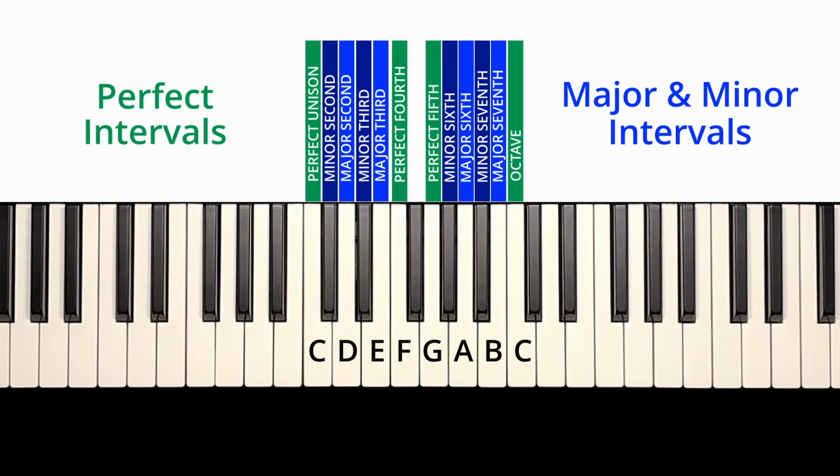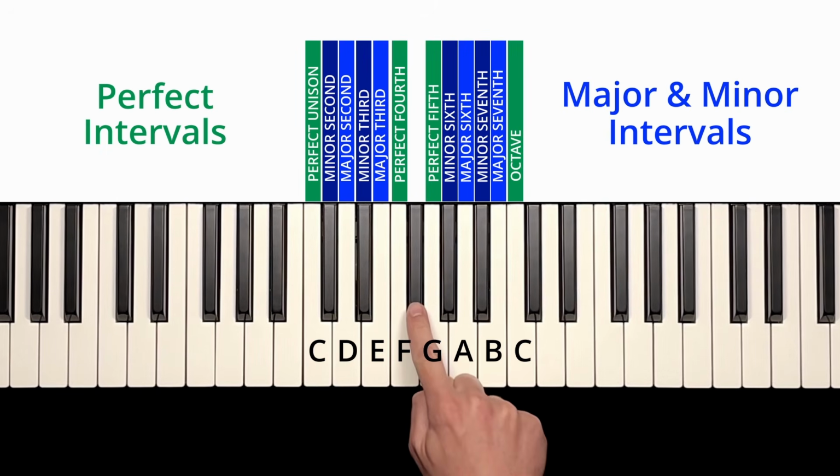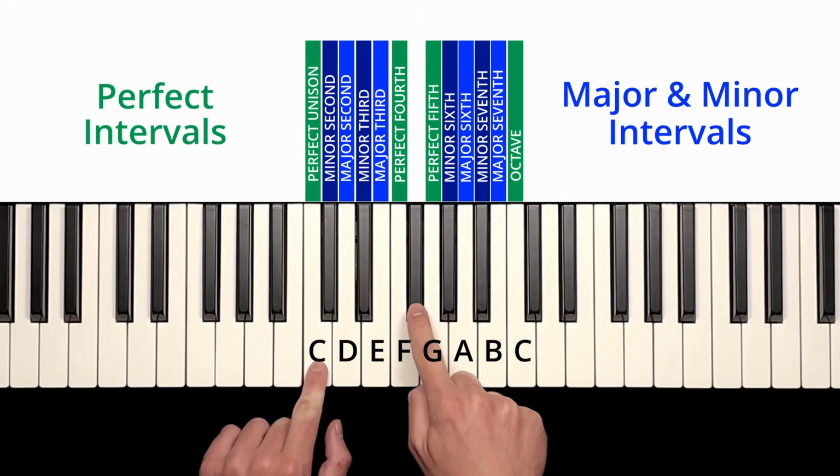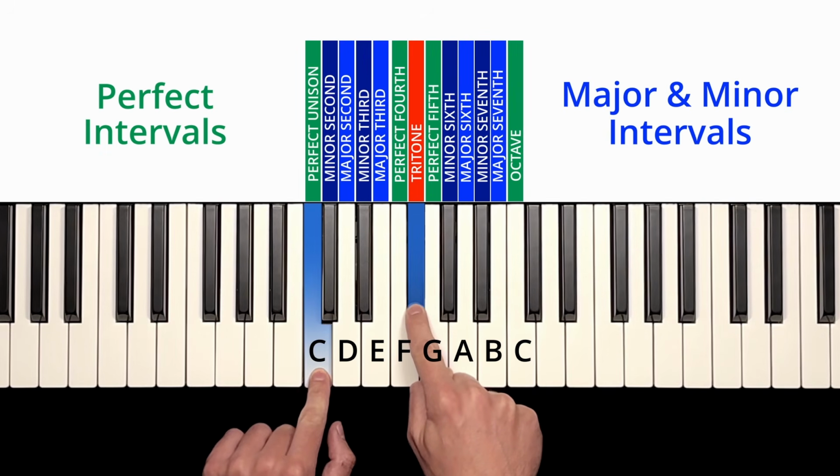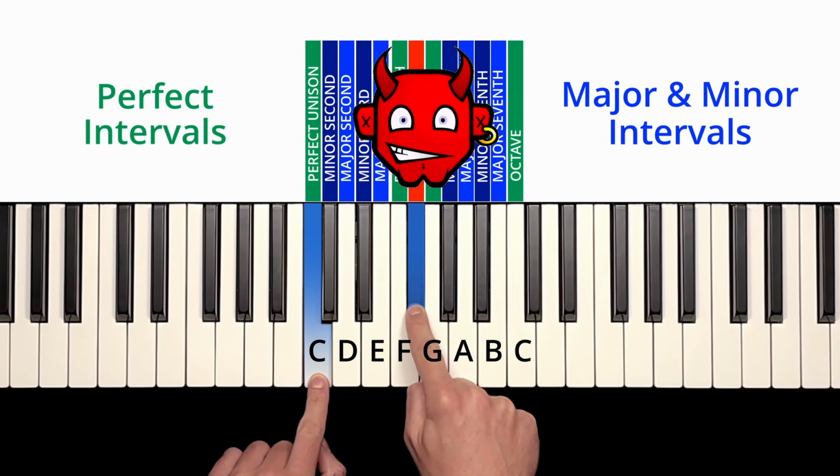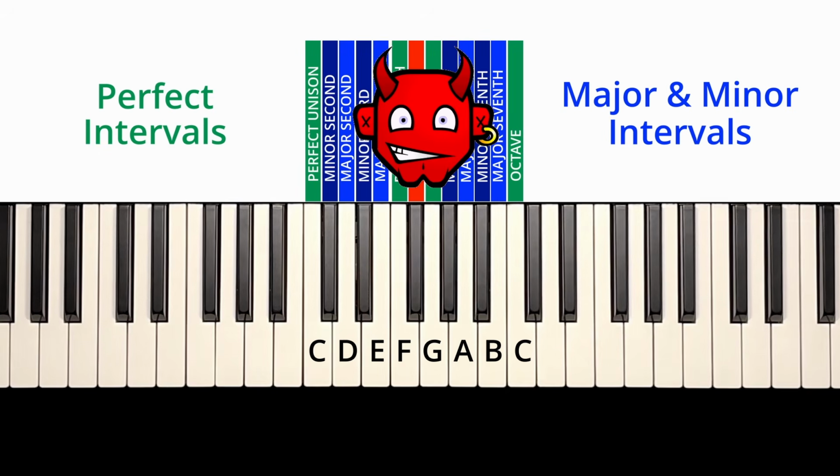Now, there's one key we haven't named yet, the note between the perfect fourth and the perfect fifth. This interval is called a tritone. It's considered the most dissonant interval in Western music and was even nicknamed the devil in music in medieval times.